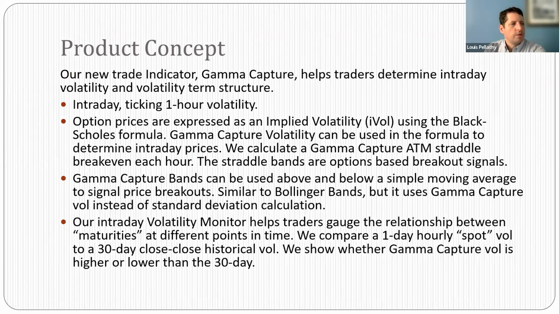Again, this is just going through the rest of the slides. It's gamma capture, and it helps determine intraday volatility. We also are going to come out with volatility term structure. What does that mean? That means that currently we're looking at a 60-minute look-back window for gathering our data, but then we can look at 120 minutes, 180, 240, so on and so forth, plot those points and say, okay, this is what volatility term structure looks like intraday. Then we can use our gamma capture to come up with at the money straddles, our bands, and again, our volatility monitor.